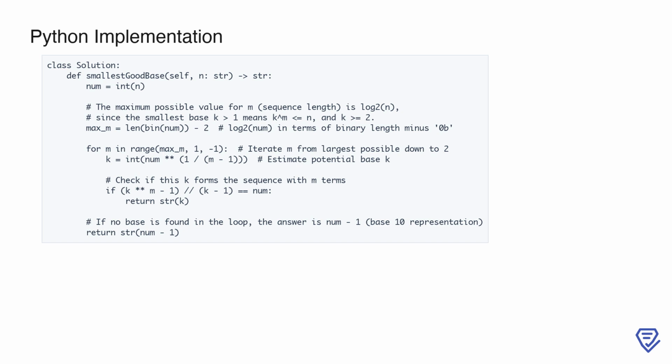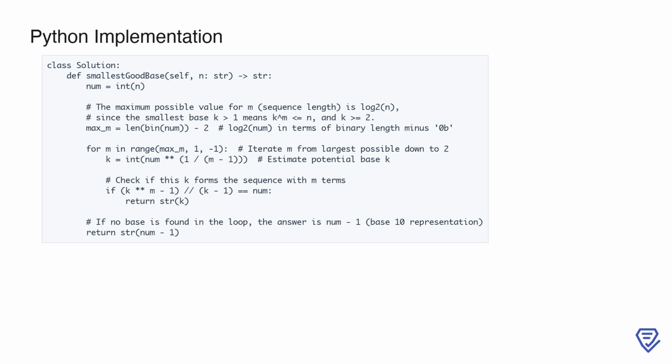3. Iterating over possible values of m: starting from the largest possible m down to 2, we test each sequence length. This ensures we find the smallest base k for the largest possible m. Larger m implies smaller k, so iterating in reverse guarantees the smallest base is found first. Python: for m in range(max_m, 1, -1).